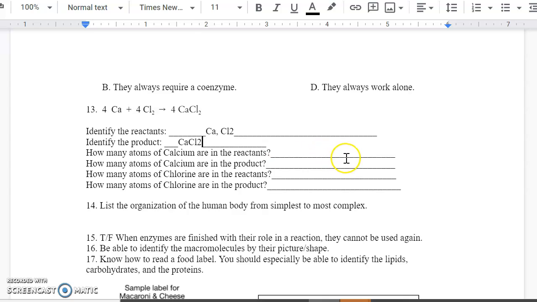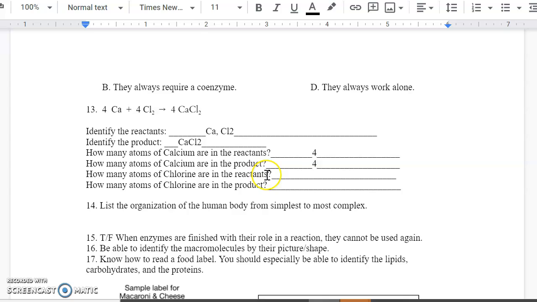How many atoms of calcium are in the reactant? So calcium's right here. There's just 1 in that group, but then we had that 1 times 4, so there are 4 calciums. How many calciums are in the product? Well, the arrow points to the product. Again, there's just 1 in our molecule times 4 molecules, so that's 4 again. That's good. That means it's balanced.